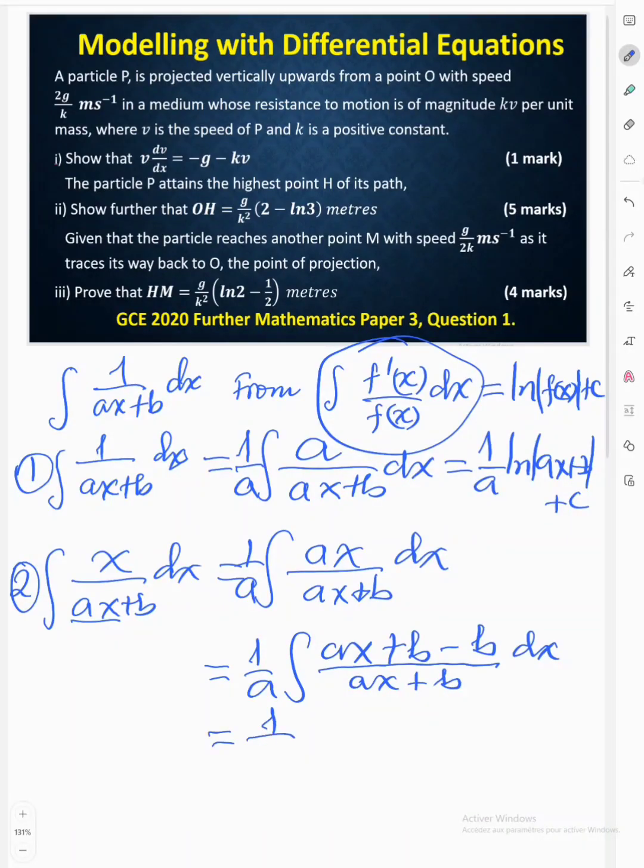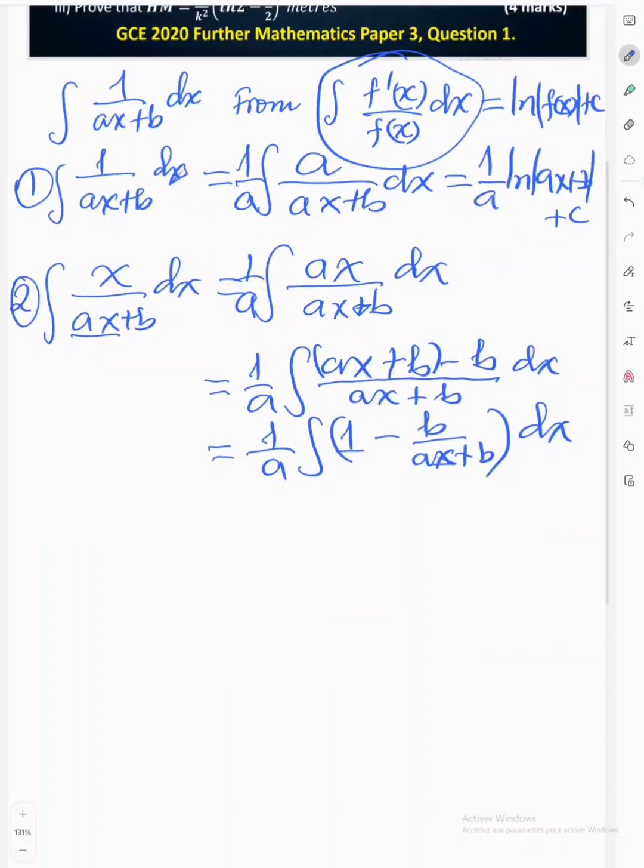From then I have 1 over a integral of, I will now distribute the numerator. These first two terms will be divided by the denominator, while negative b would also be divided by the denominator. So we get ax plus b over ax plus b, which is 1, minus b all over ax plus b. And this now is easier to integrate, so that the integral of x all over ax plus b dx would be 1 all over a into the integral of 1 with respect to x, which is x, minus.